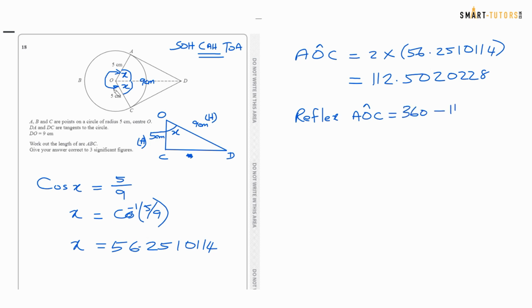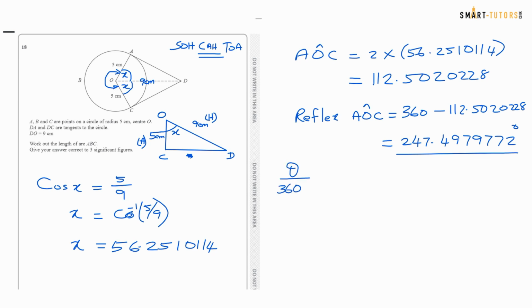Now we can find the reflex angle. So reflex angle AOC equal 360 minus 112.5020228. So you can use the calculator. It's a calculator paper, so make use of the calculator. 247.4979772. So this is the angle of the AOC.